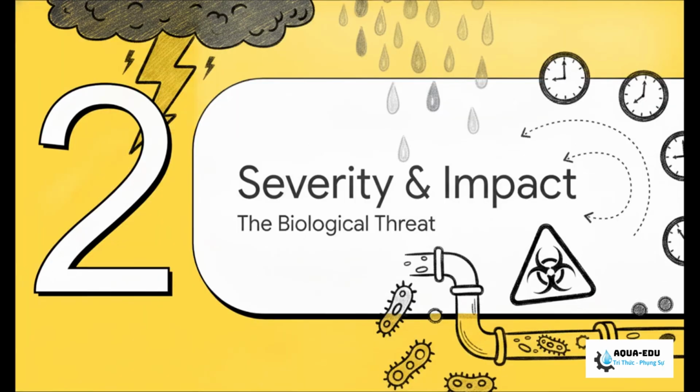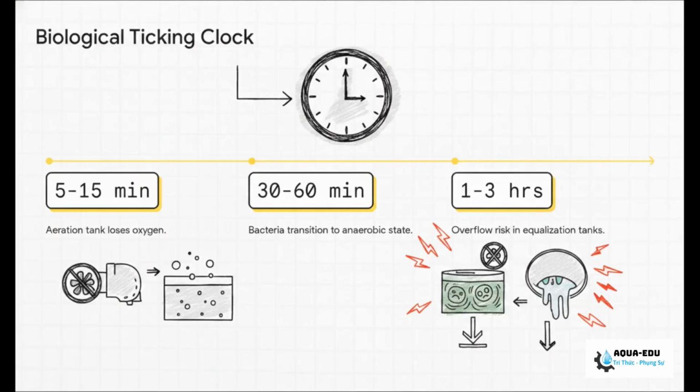All right, moving on to section 2, severity and system impact. You've really got to memorize this biological ticking clock, brothers. Without those blowers, your aeration tank loses its dissolved oxygen in just 5 to 15 minutes. By the 30 to 60-minute mark, those aerobic bacteria start suffocating, forcing them into an anaerobic state that leads to rapid decomposition. And on the mechanical side, if water keeps flowing in by gravity without automatic shutoff valves, we're looking at a critical overflow risk in the equalization and aeration tanks within just 1 to 3 hours. Time is absolutely not on our side here.